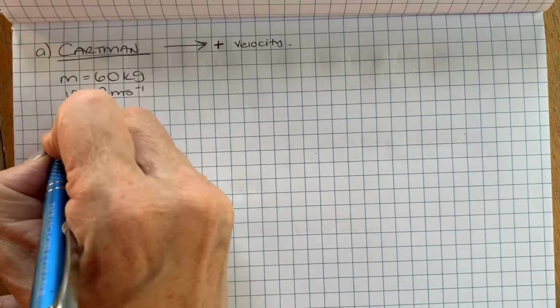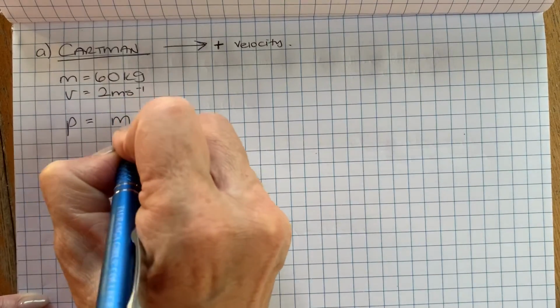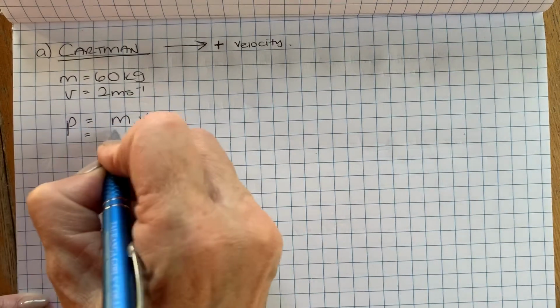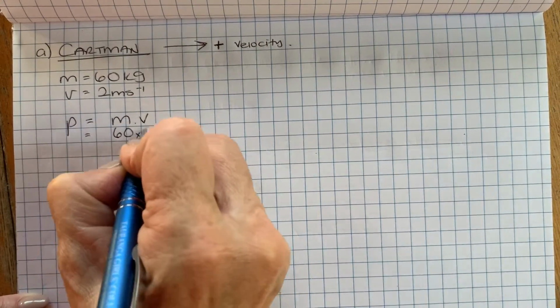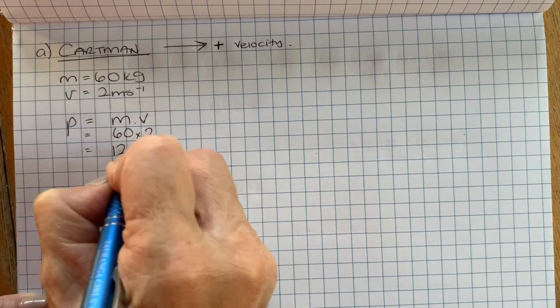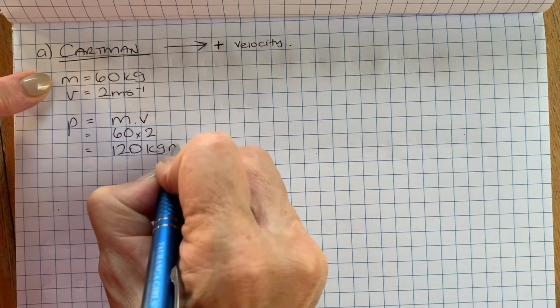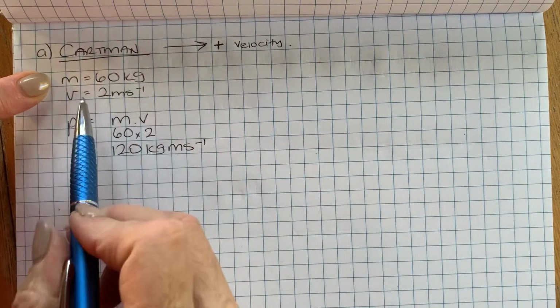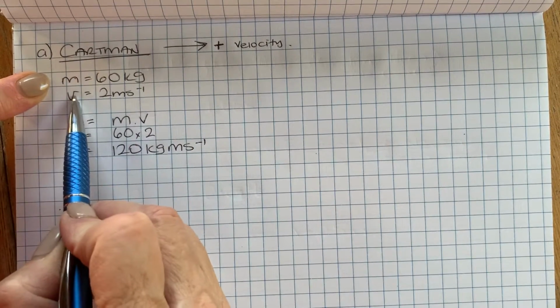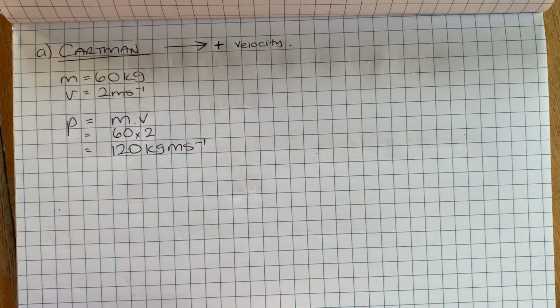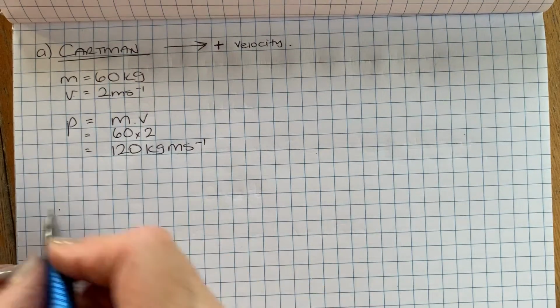So Cartman's momentum is m times v, nice and easy, 60 times 2, which is 120. Now the units are kilogram meters per second, and that's because mass and velocity are just multiplied together. So that's your answer to A.